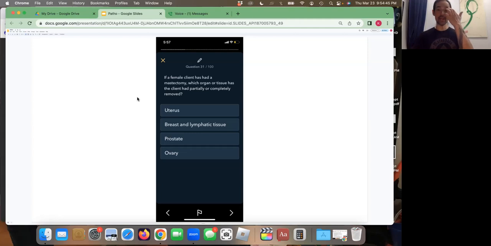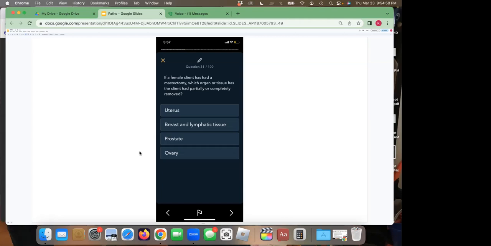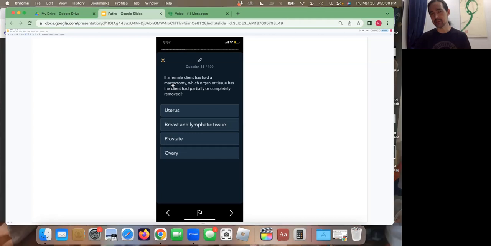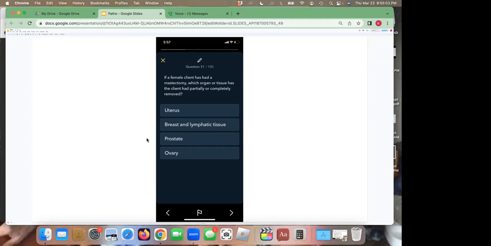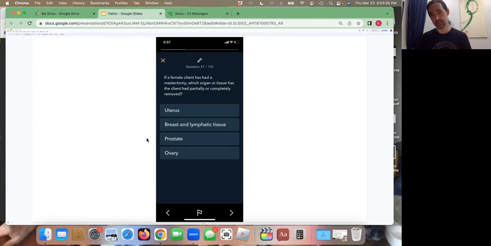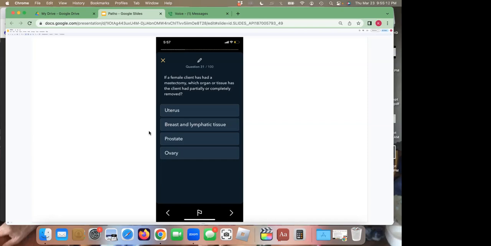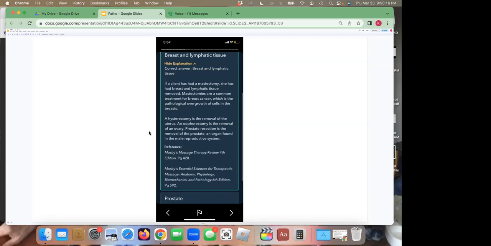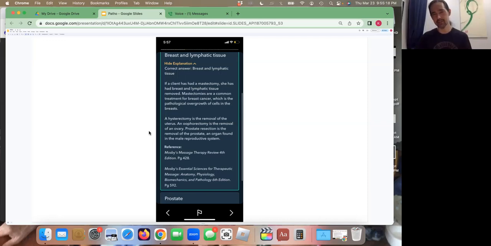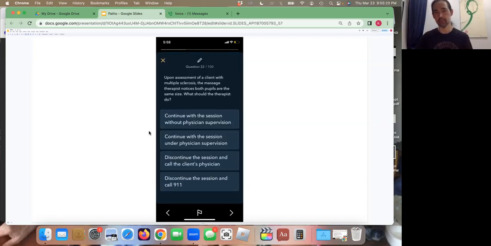If a female client has had a mastectomy, which organ or tissue has the client had partially or completely removed? Uterus, breast and lymphatic tissue, prostate, or ovary? Uterus. Mast. Oh, okay. Then uterus would be hyster. So uterus is hysterectomy. Breast is mastectomy. Mastectomy. I should know that. Should. You know it when you learn.